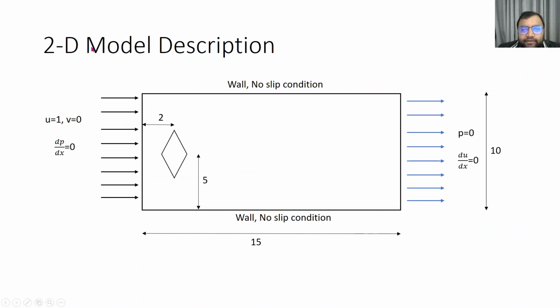And this is a schematic diagram of the 2D model description of our flow problem, in which the location of the diamond shaped obstacle is shown in this figure, and the inlet and outlet pressure conditions are shown, and walls are at no slip conditions. The domain dimension is 15 units in x direction and 10 units in y direction.